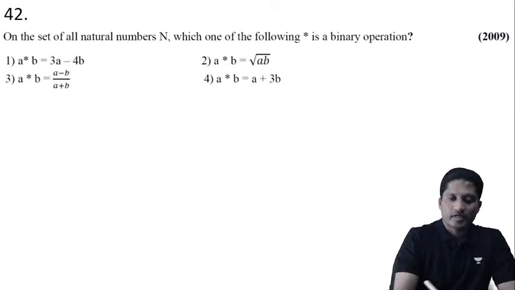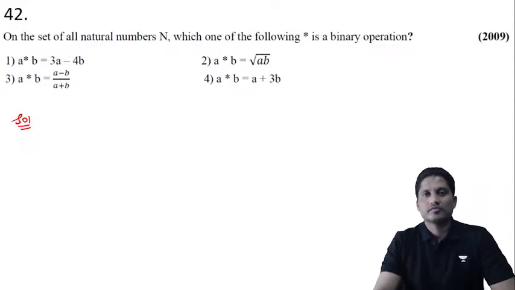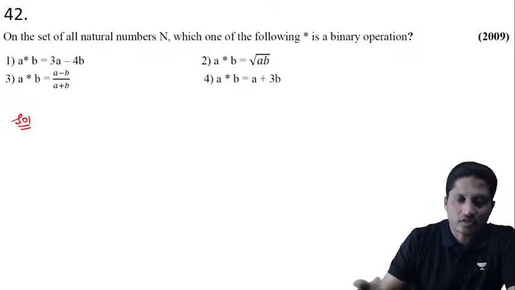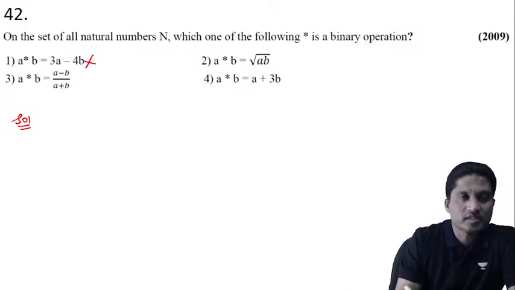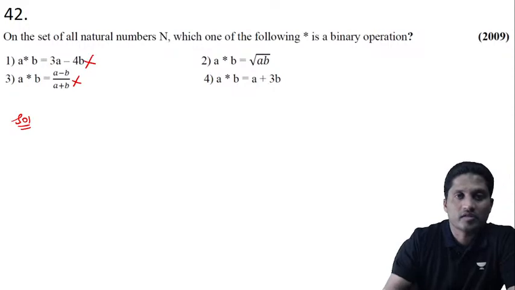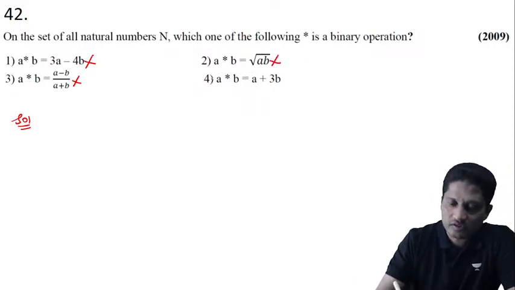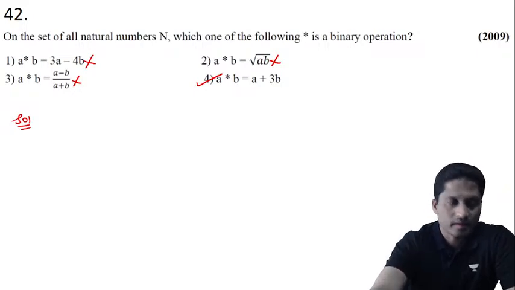Alright, question number 42. On set of natural numbers, which of the following is a binary operation? Star is a binary operation on natural numbers. It means difference of two numbers cannot be natural, quotient of two numbers cannot be natural, root of a number cannot be natural. Answer is option D only. Right, let's move to the next question.